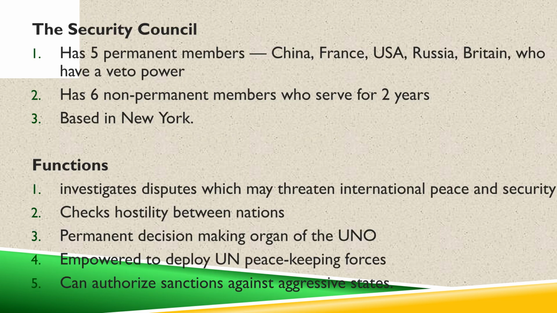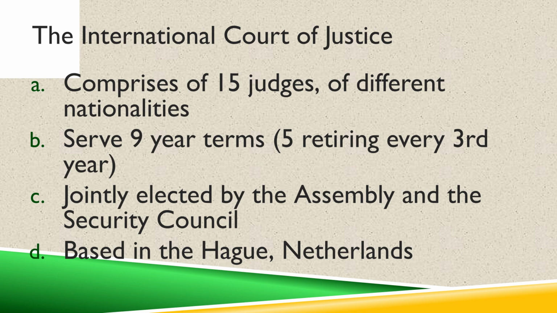The Security Council has 5 permanent members with veto power and 10 non-permanent members. Its functions include investigating disputes, checking hostility between nations, and authorizing sanctions against aggressive states. The International Court of Justice comprises 15 judges of different nationalities, serving 9-year terms. They are jointly elected by the Assembly and the Security Council and are based in The Hague, Netherlands.